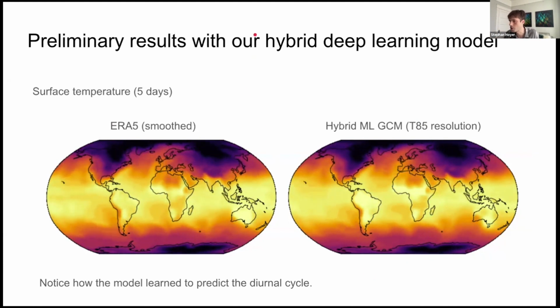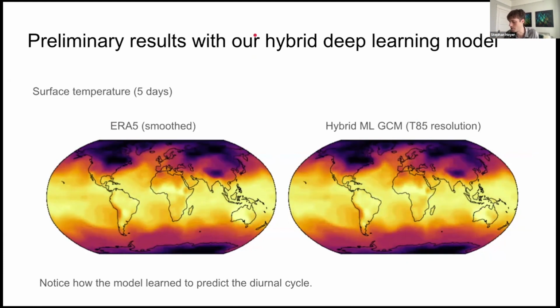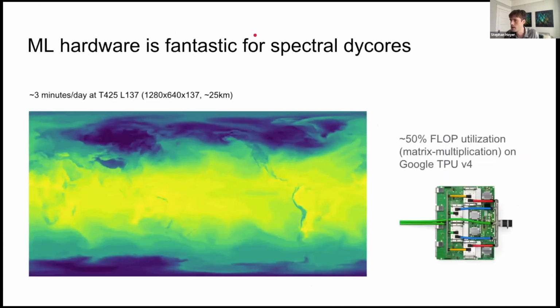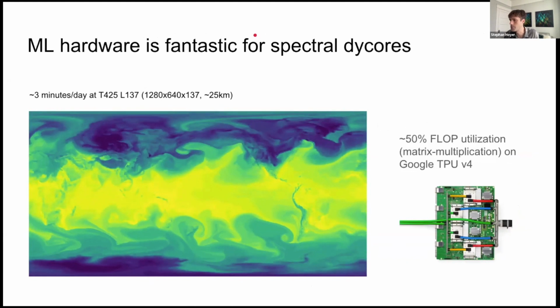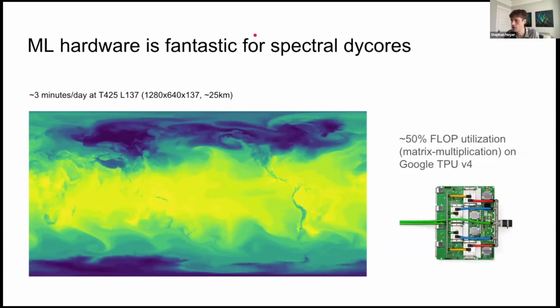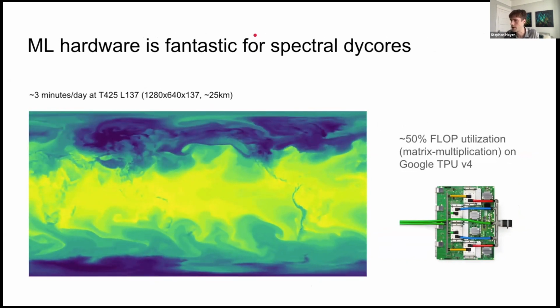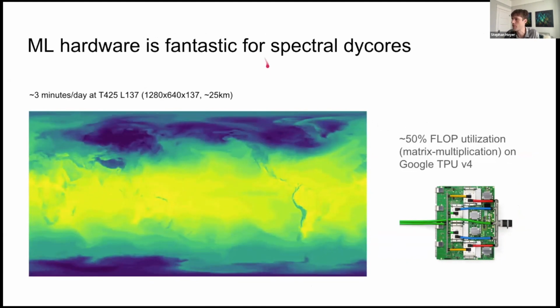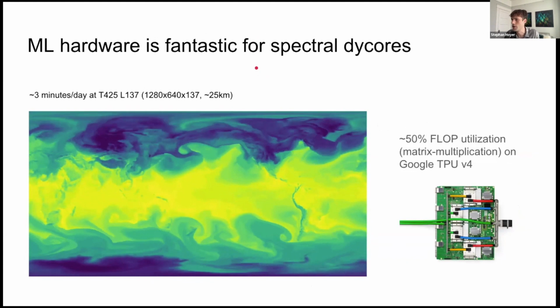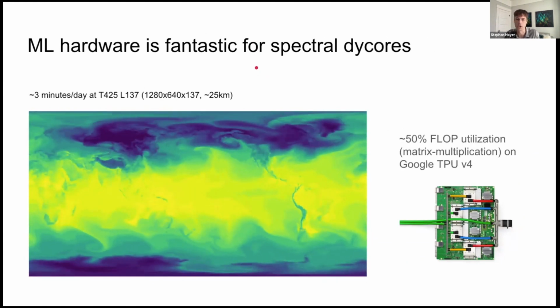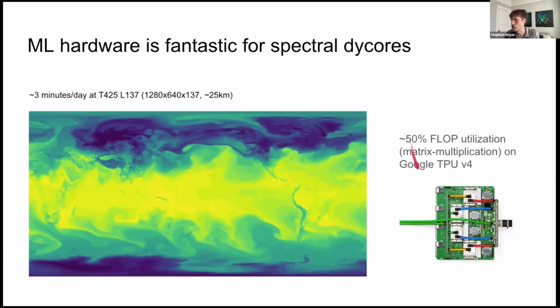It's a start. We're still working on scaling this up and comprehensively evaluating this. As a side note, machine learning hardware actually turns out to be a great way to write some of these solvers, especially spectral methods like what ECMWF uses. That's because, by happy coincidence, the main operation in a spectral solver is matrix multiplication, which is exactly what machine learning hardware is designed to do.